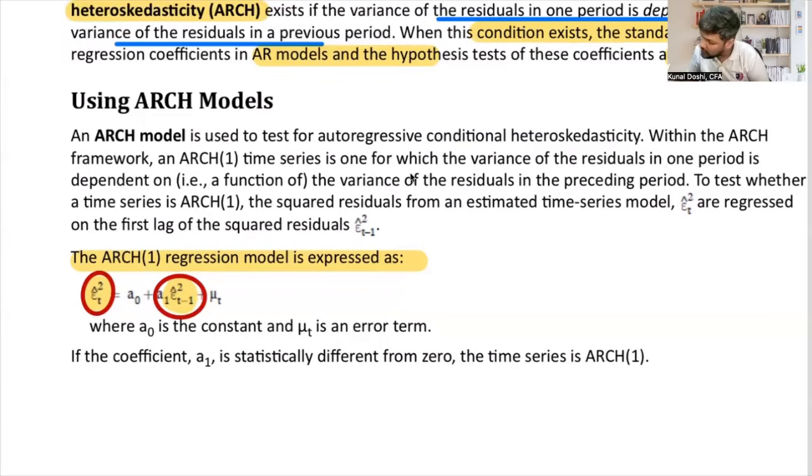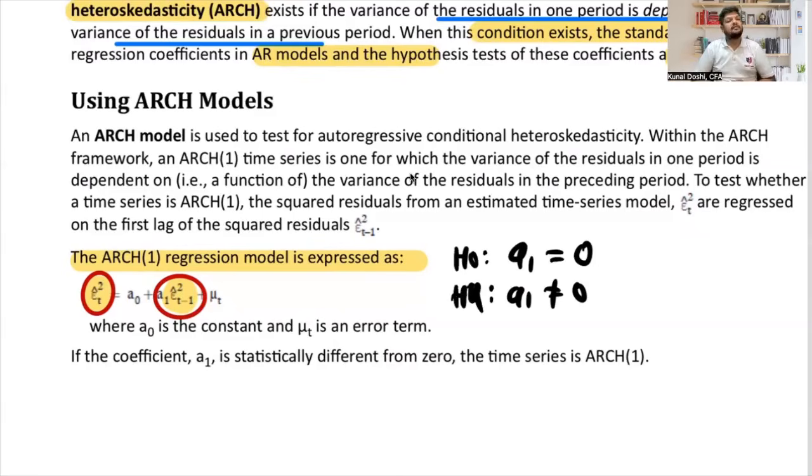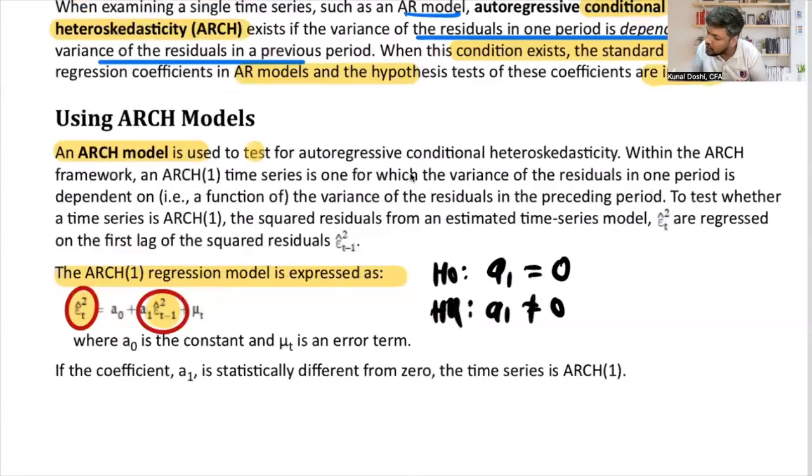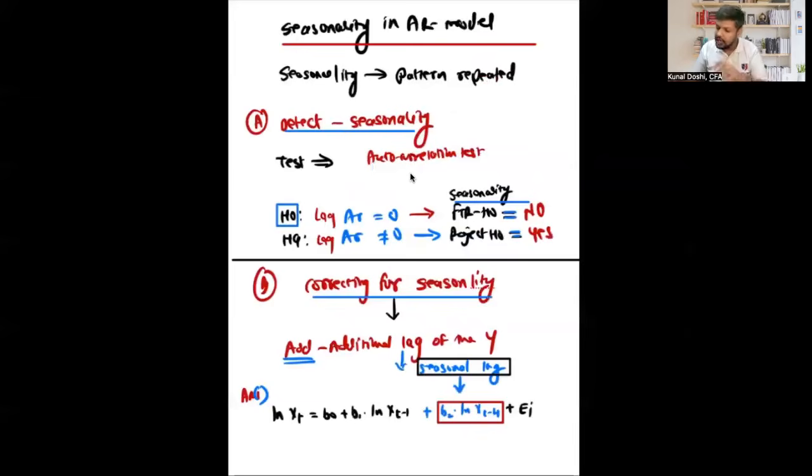Yes. So what are we going to do? We want this A1 to be 0 or not equal to 0. That's what we are going to test. The null and the alternate, everyone in the class. Right? This is what we are going to test in a moment. So an ARCH model is used to test for autoregressive conditional heteroskedasticity. So first of all, now what are we going to do? We are going to do the ARCH model. And in that ARCH model, what are we supposed to do? Everyone, what is ARCH?